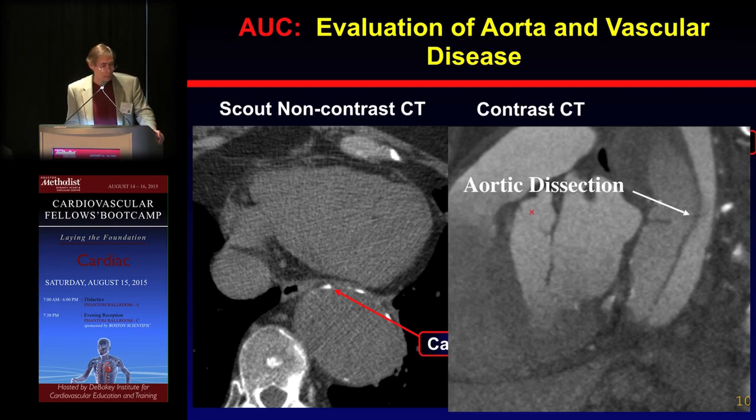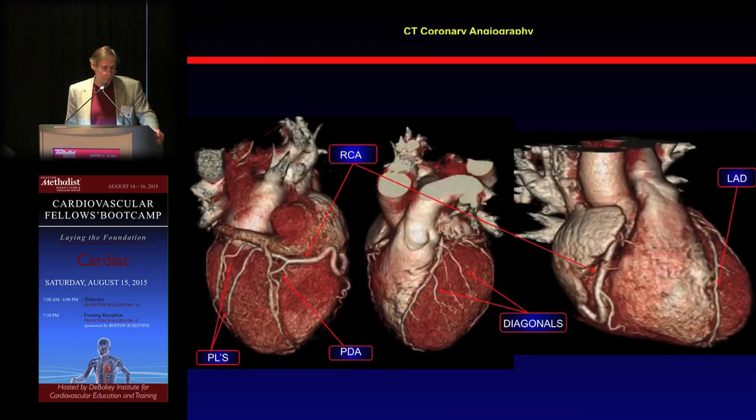I had some really nice shots of moving dissections in systole and diastole in terms of the flaps. But this is a nice dissection flap. This is the normal aorta. And this is the false lumen. And this is clot within the false lumen.